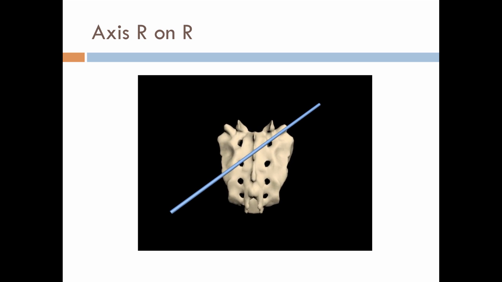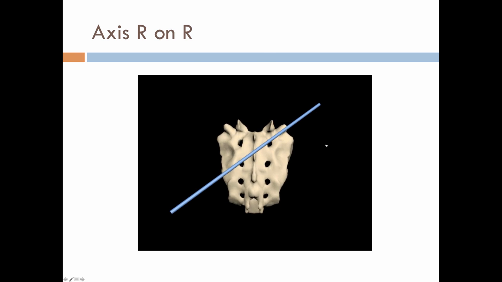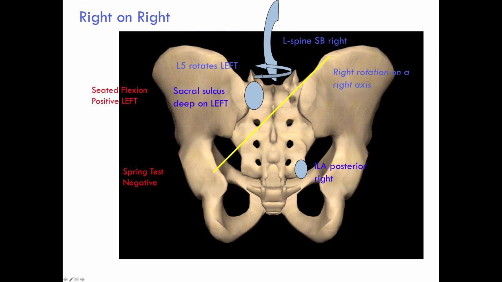Once again, we see the right oblique axis. The upper pole here is on the right, and as the sacrum moves, it rotates to face the right side. So if we look at this statically, right on right, you'll have a seated flexion test that's positive on the left. So the dysfunction is here on the left side. Because it's a positive left seated flexion, the axis is a right oblique axis. So that's where the rotation is. That's the axis around which the rotation is occurring.